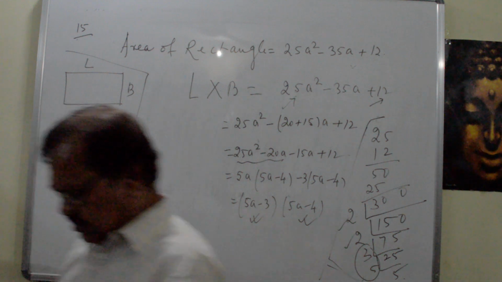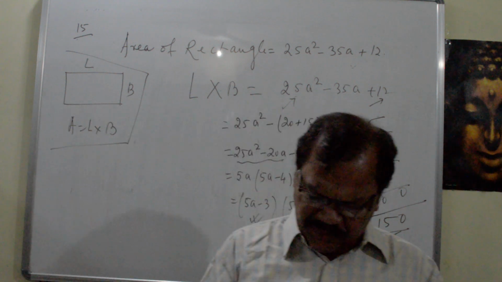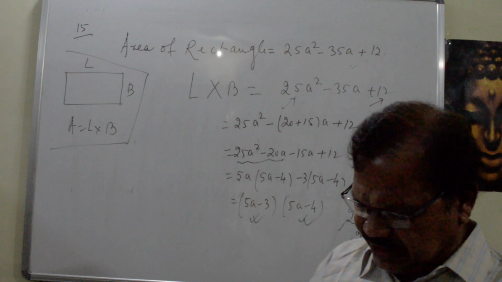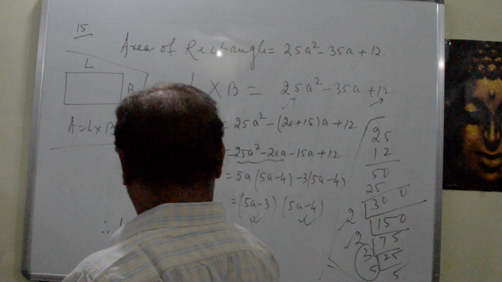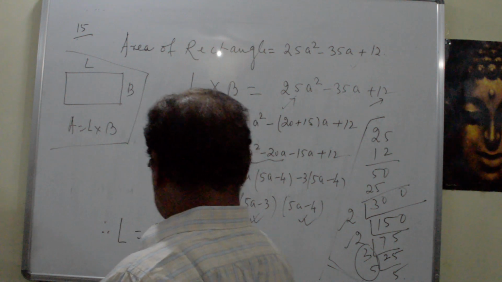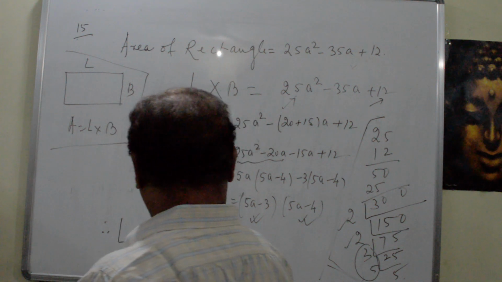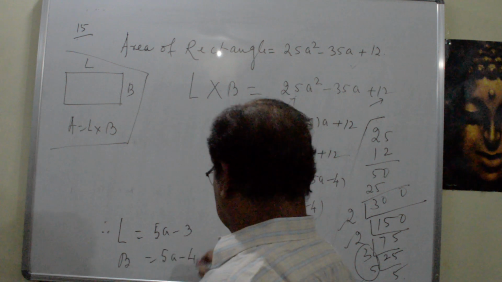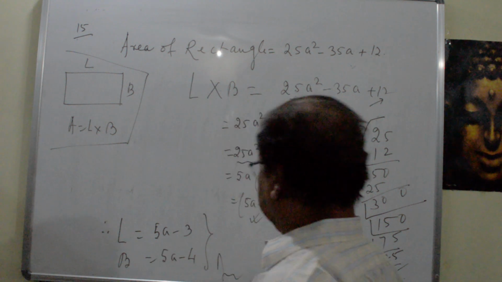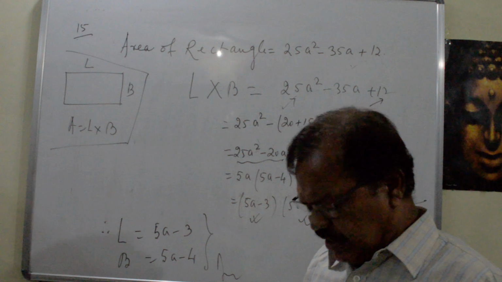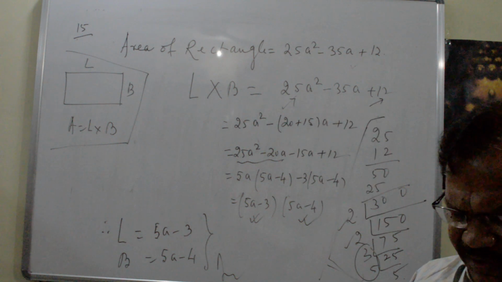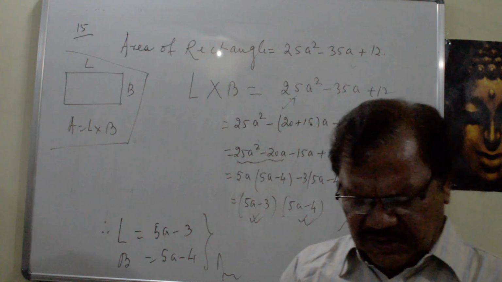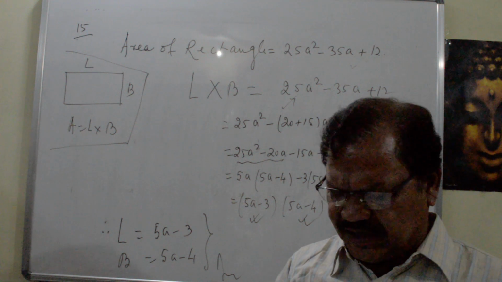So the question was, give possible expressions for the length and breadth of the following rectangles. Therefore length is 5a minus 3 and breadth is 5a minus 4. So I hope it is clear now. Let us take the second part, 35y square plus 13y minus 12. Proceed as it is. So I am leaving that. Let us come to 16.